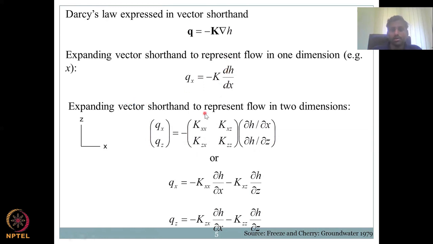Now expanding the vector in two dimensions, slowly you see how the complexity creeps into the equation. You have Qx, Qz, which is equal to minus Kxx, Kxz, Kzx, Kzz, times del H by del X, del H by del Z. Or you can expand it as this. I'm just going to go through the first one. Qx is equal to minus Kxx, dou H by dou X, minus Kxz, dH by dZ. So you have your partial differentiations also.